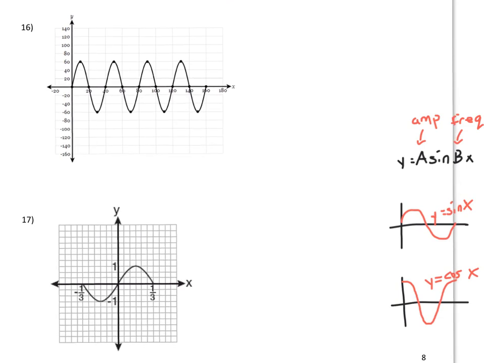We're going to do the same exact thing. Okay, so number 16, we could see it's starting on the midline, at the middle height of the graph. So that's telling us this is going to be sine. And since it's going up first, it's going to be a positive sine curve. Okay, now the amplitude is same as it's been this whole video, the height from the midline. So from this midline, we're going up to a height of 60. So the amplitude is going to be 60.